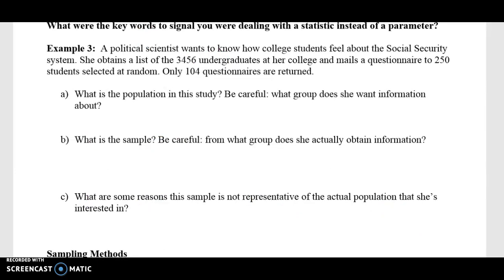Okay, here we are for example 3. And in this example, we want to be really careful about the words that are used. We want to make sure we don't make assumptions that aren't there. So it says that a political scientist wants to know how college students, let's pay attention to that statement right there, how college students feel about the Social Security system.